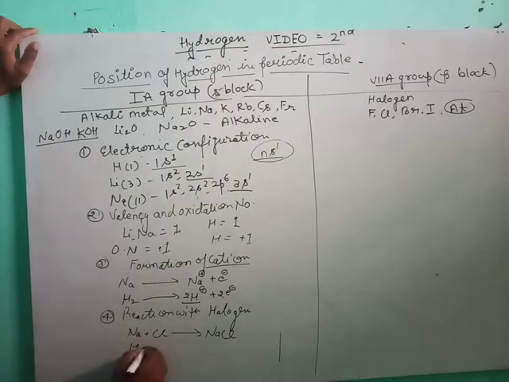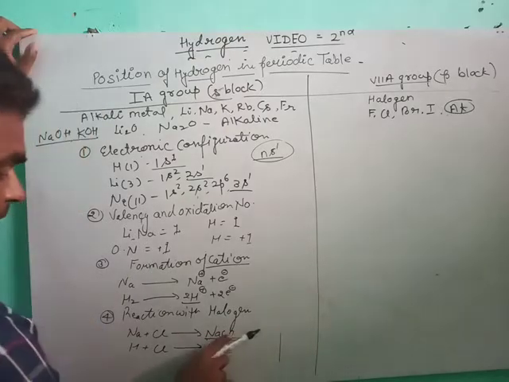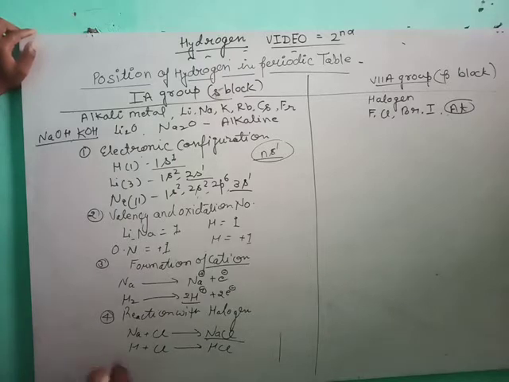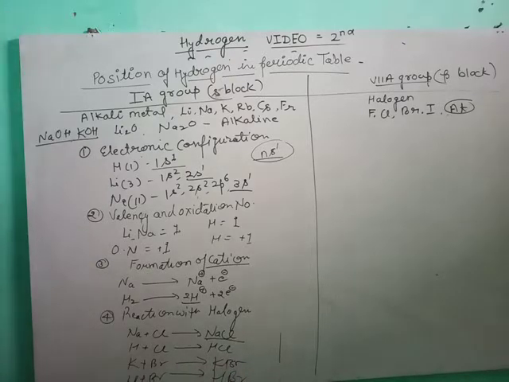Similarly, hydrogen also reacts with chlorine and forms HCl. This is called sodium chloride and this is called hydrogen chloride. Or another reaction: K plus Br gives KBr, and similarly hydrogen reacts with bromine to form HBr, hydrogen bromide.